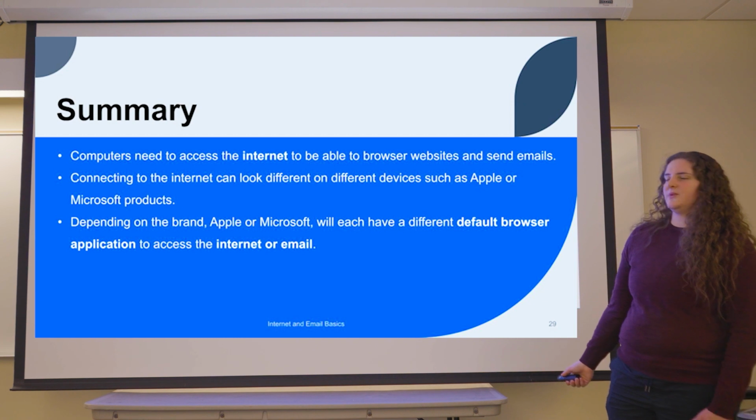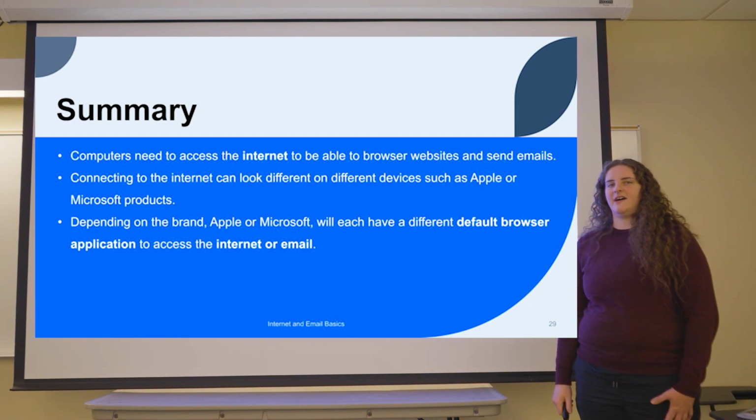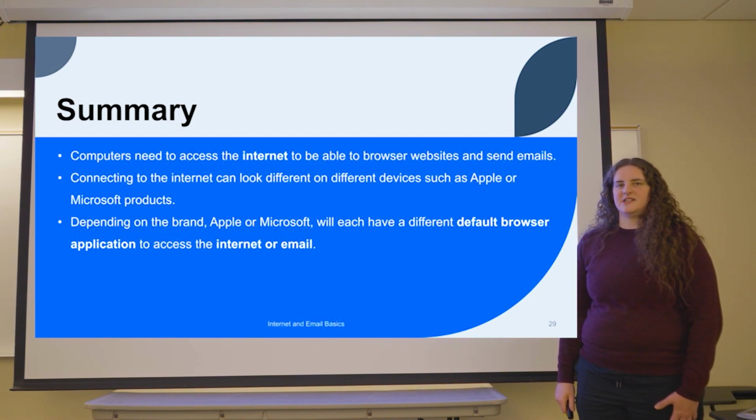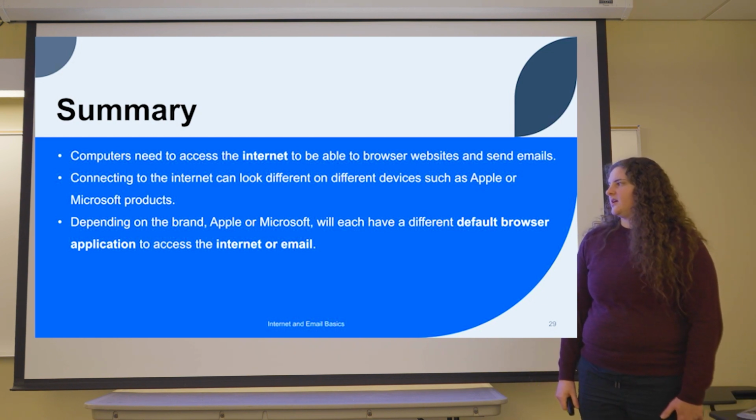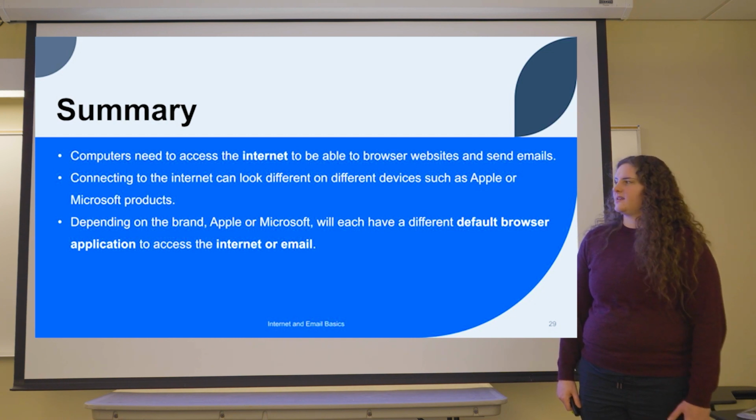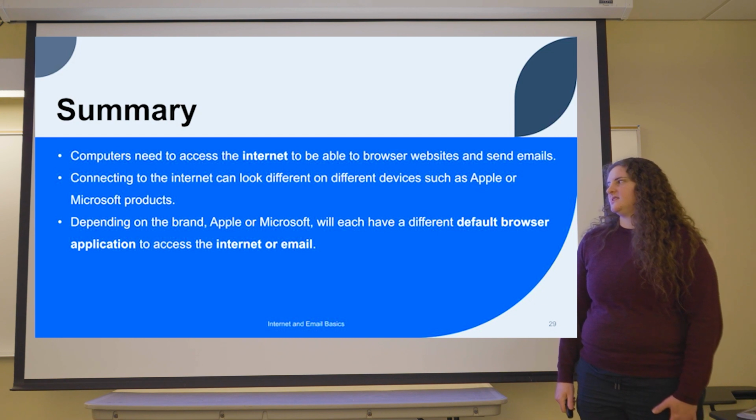So in summary, we went over how to connect to Wi-Fi on different operating systems such as Microsoft and Apple products. We also went over how to create an email account for the first time with Google and with Outlook, and how to actually send the email once you do create that account.